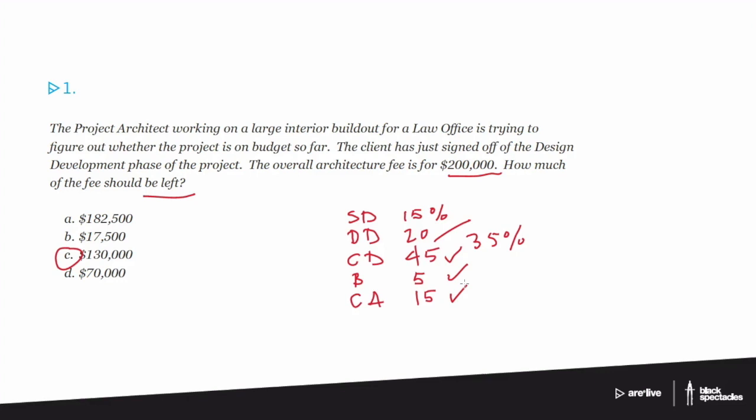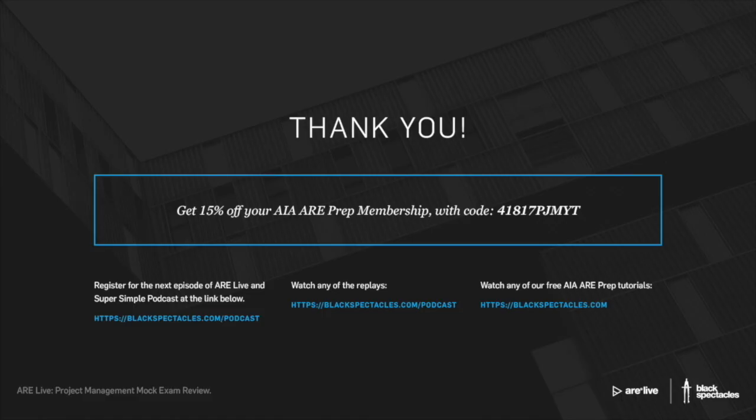So fairly simple, just understanding the phasing of a project and how it moves through. Don't get confused by the fact that it was $200,000, not $100,000, so you have to double it, and that it was the amount left, not the amount we've used. Those little things are thrown in there to remind you that you have to really think about what the question is asking before you jump into the answer. So C, 130 grand.